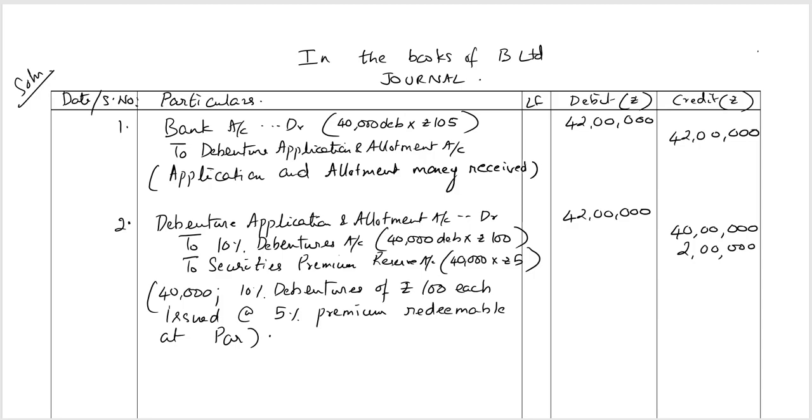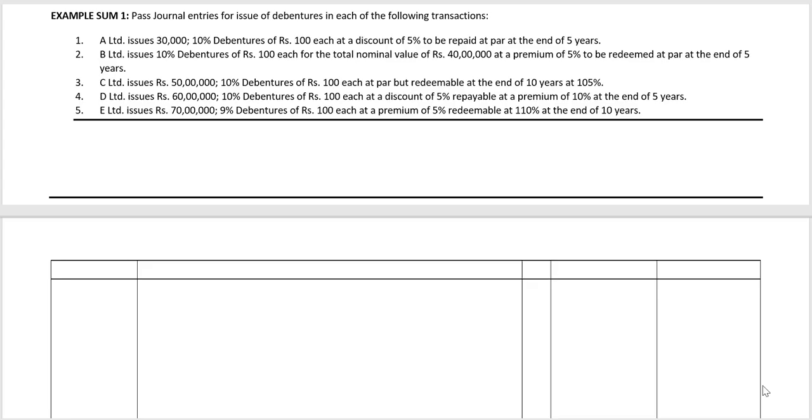Let's go to case 3. Case 3 says C Limited issues rupees 50 lakh 10% debentures of rupees 100 each at par but redeemable at the end of 10 years at 105%.